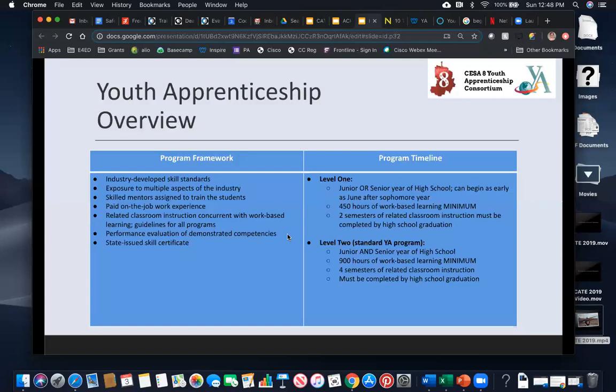If there are juniors or seniors that are continuing in the program for a second year, I'm not exactly sure how juniors would be level 2, but seniors certainly can be. They will get 900 hours of work-based learning during 2 school years, and they will have 4 semesters of related classroom instruction during that time. All of that must be completed by the time of their high school graduation.